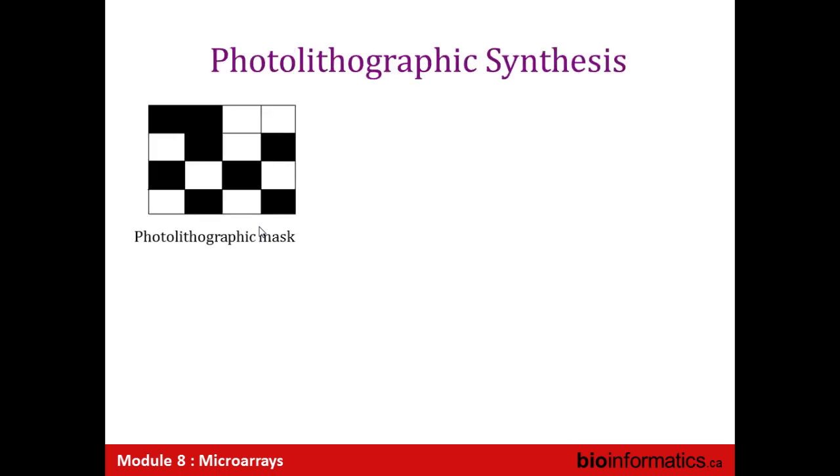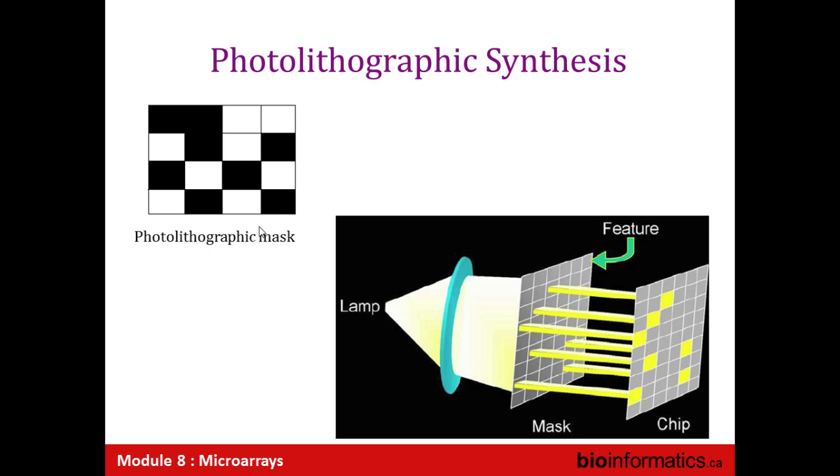Then we do, just as Chris described, using something called a photolithographic mask. So a mask sort of looks like this. It's a series of black and white spots. White where light can shine through, black where it can't. Basically, you have a lamp, you shine light through this mask, and only allow the light to shine on specific locations on the chip.